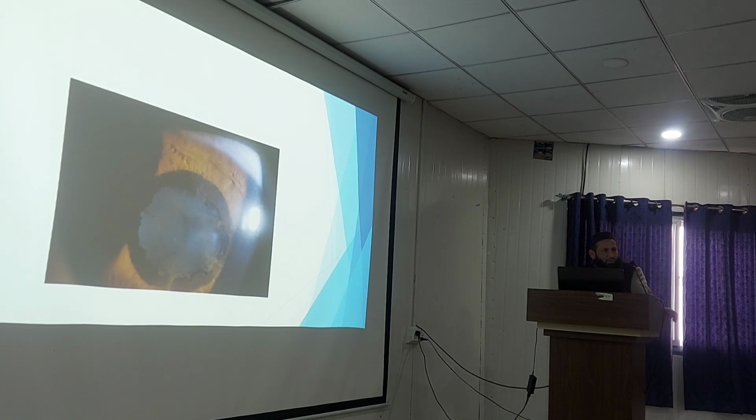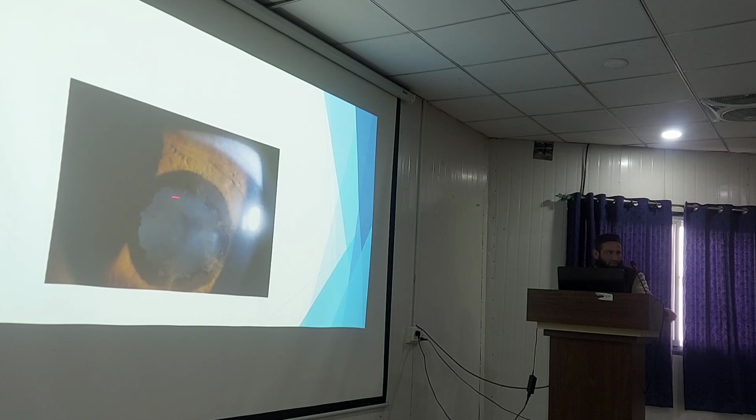Uveitis, a picture of uveitis. Inflammation of the uvea, iritis, iridocyclitis. Here we see the iris attached to the lens, which we call posterior synechiae. When the iris is attached to the cornea anteriorly, we call it anterior synechiae. So this is posterior synechiae. But in juvenile rheumatoid arthritis, we do not see these synechiae. These are seen in other uveitis.